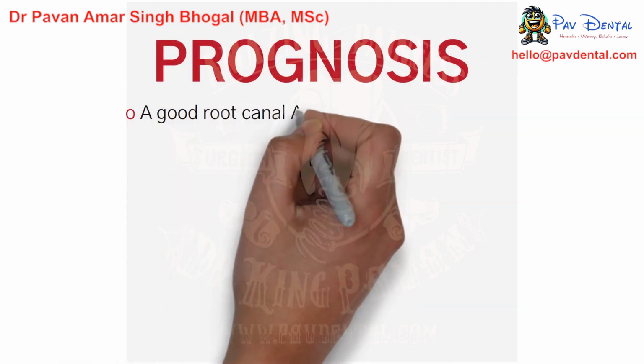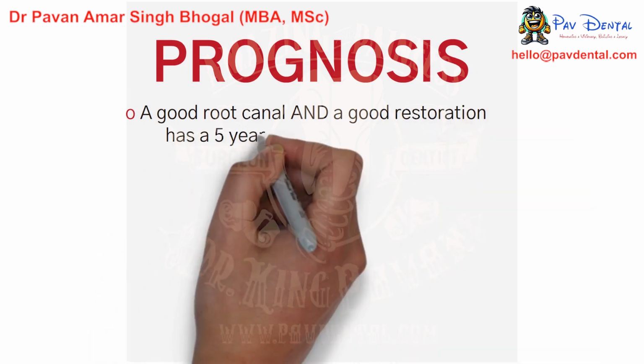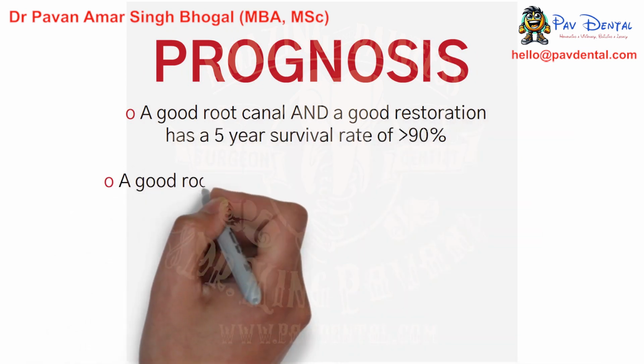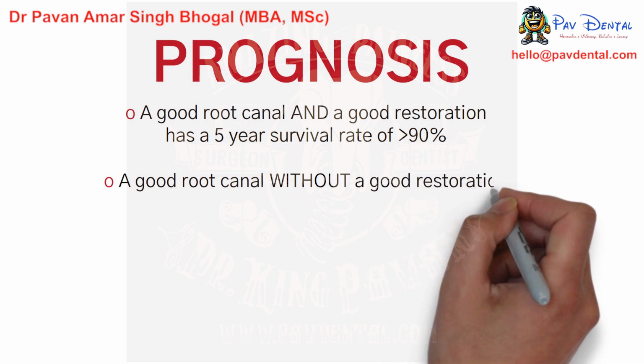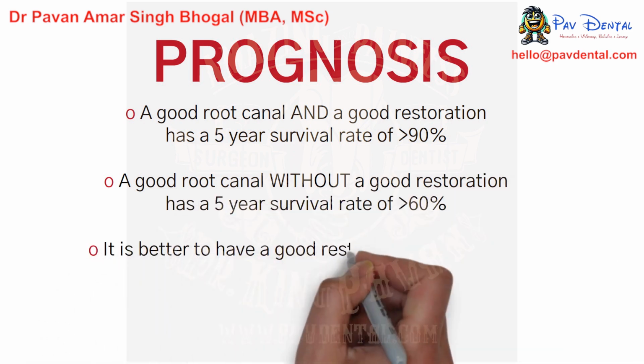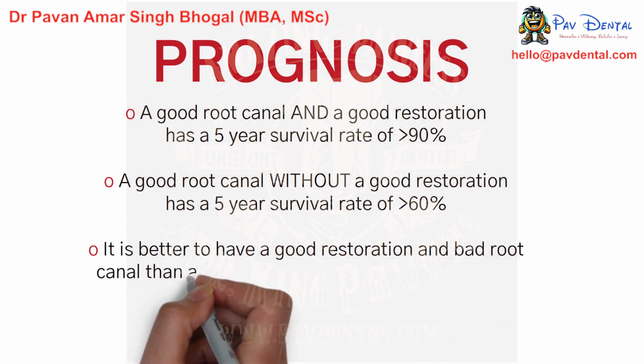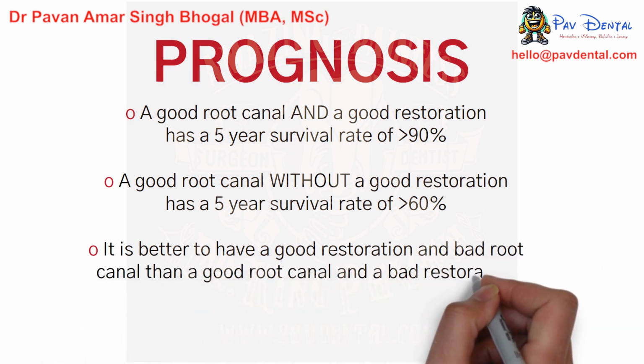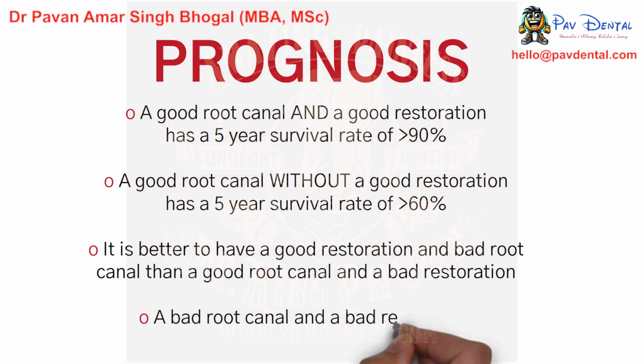Prognosis. A good root canal and a good restoration has a 5-year survival rate of 90%. A good root canal without a good restoration has a 5-year survival rate of 60%. It is better to have a good restoration and bad root canal than a good root canal and a bad restoration. A bad root canal and a bad restoration is the worst.